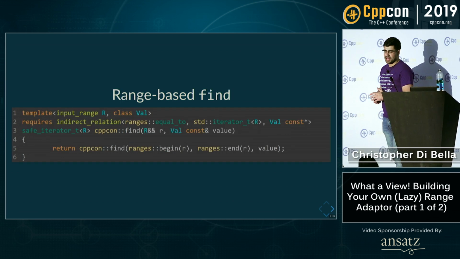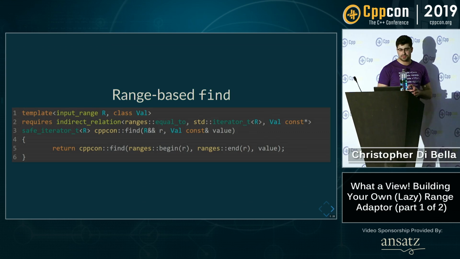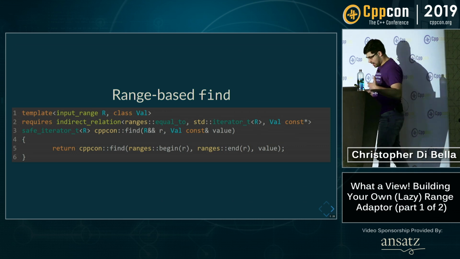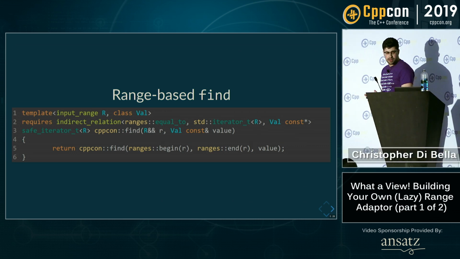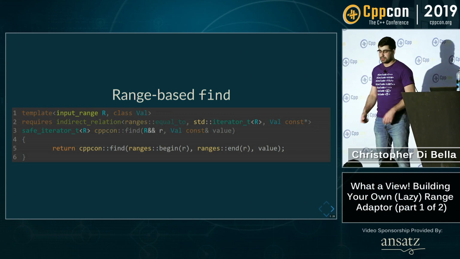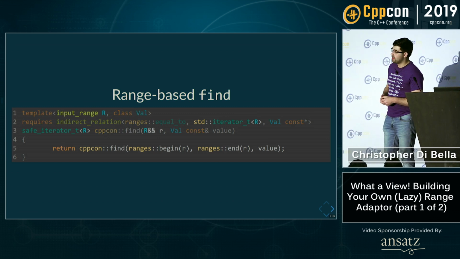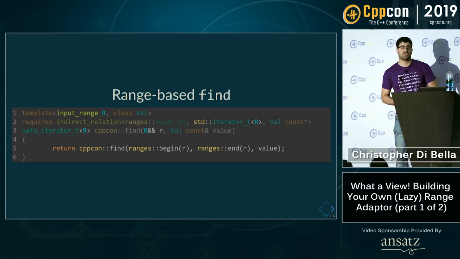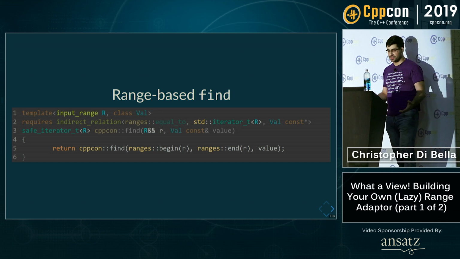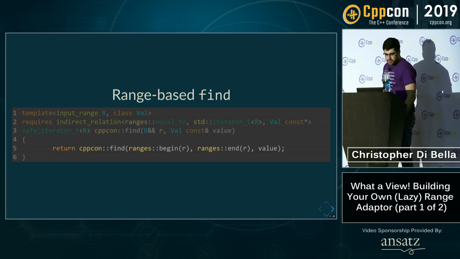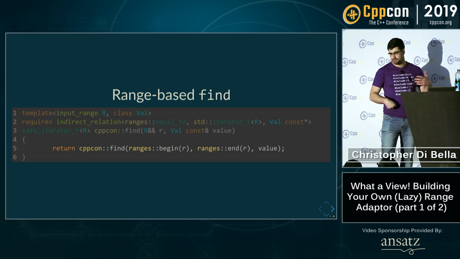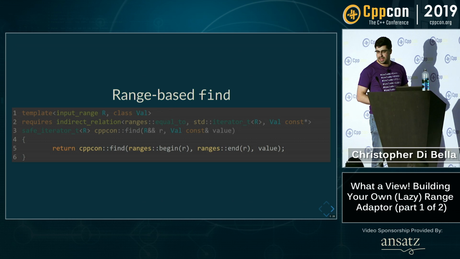And so the implementation for a range-based find is as follows. We have what's called an input range, which is similar to an input iterator. And then we say that the indirect relation is applied to the iterator of R, and we get back this thing called a safe iterator, which essentially just makes sure that we don't accidentally have a dangling iterator, which is very dangerous. Now I want to focus on line number 5, where we're calling the iterator-based find.